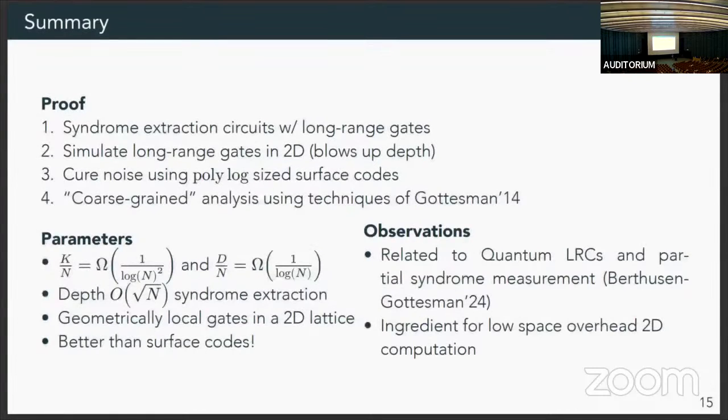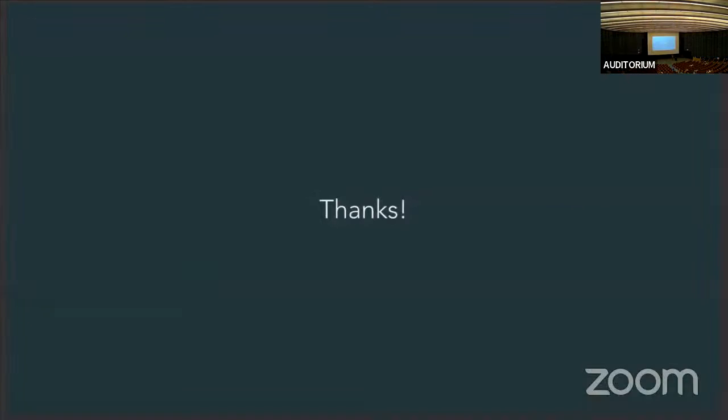The other thing is that constructing a memory with a high encoding rate and good error suppression is the bottleneck for constructing low space overhead fault-tolerant computation in 2 dimensions. So we can also use our memories as ingredients for a new threshold proof with better space trade-offs. With that, I'd like to take any questions. Thanks.